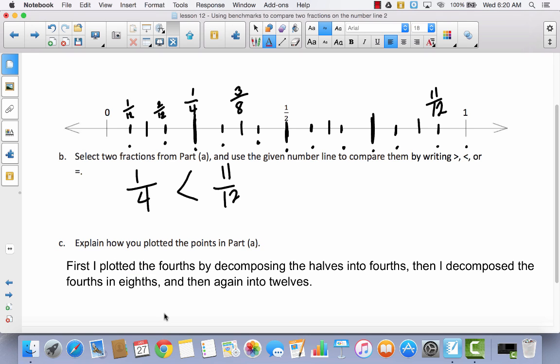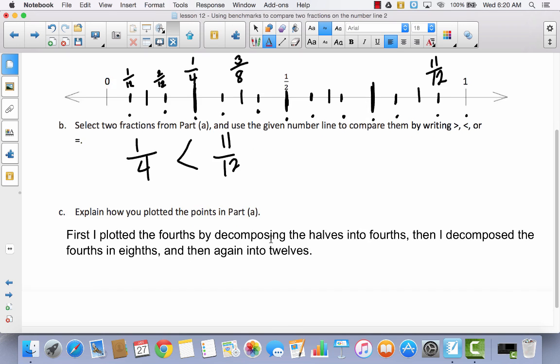Okay. All right, so I started with the fourths because it was the smallest denominator, and I plotted the fourths by dividing the halves into half. And then the eighths were pretty easy because all I had to do was divide the fourths into half. And then the 12ths got a little bit trickier because I had to divide the fourths into 3 parts, which was a little bit confusing because all those other parts were already there.